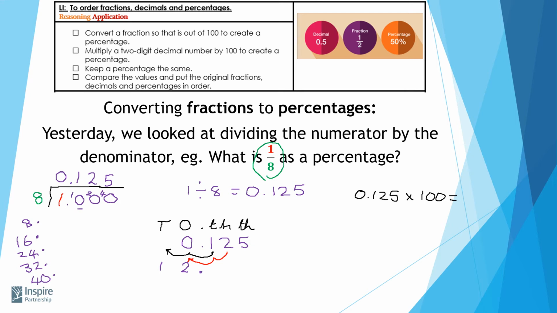My decimal point will remain in line with the other decimal points. And now I need to look at my 5 thousandths. That will also move 2 place value columns. So my 5 thousandths becomes 5 tenths. So I now know that 0.125 times 100 equals 12.5. Now, if I'm going to show that as a percentage, I simply take my 12.5 and put the percentage symbol after it.